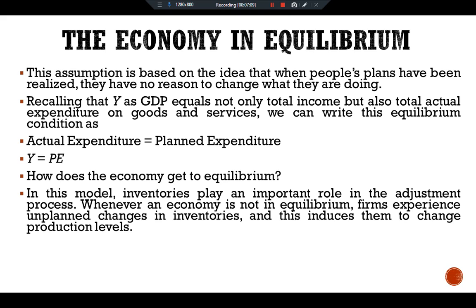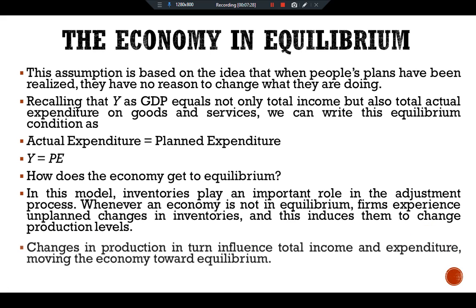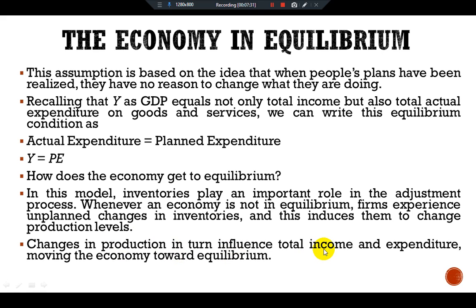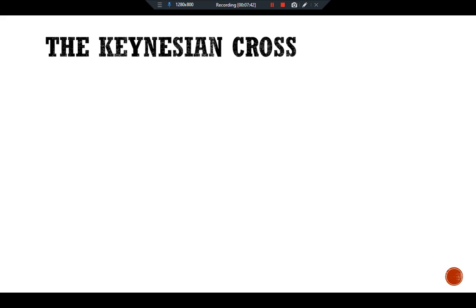In this model, inventories play an important role in the adjustment process. Whenever an economy is not in equilibrium, firms experience unplanned changes in inventories, and this induces them to change production levels. Changes in production in turn influence total income and expenditure, moving the economy towards equilibrium. So let's see a graphical presentation for that. That is the Keynesian cross.